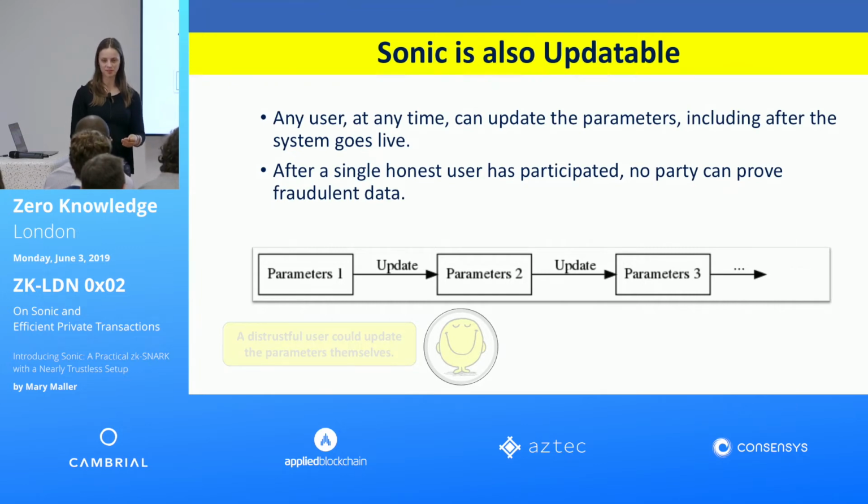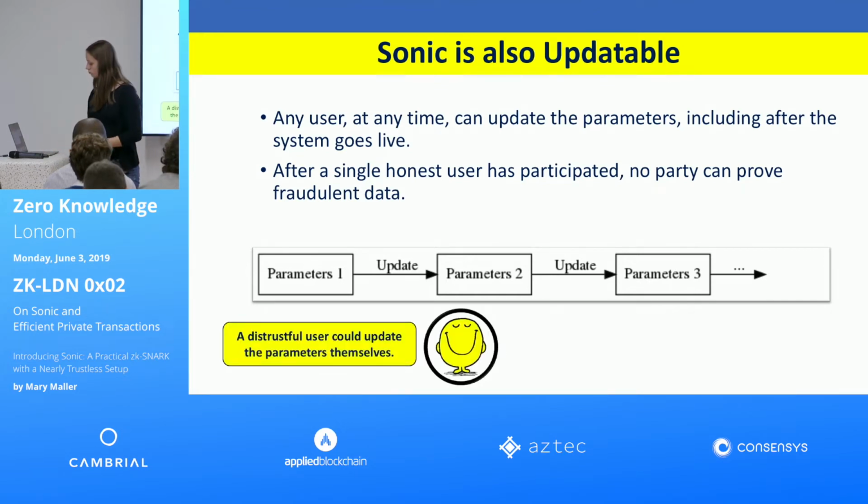So you're saying, what if one person's bad? It wouldn't matter. If you had 10 people that had done an update, it wouldn't matter if 9 of them were bad. It would only matter if all 10 were bad. What about the first one? Also wouldn't matter. Doesn't matter which order, as long as somebody is honest at some point in the process. So yeah, this is a nice property that an especially distrustful user could update the parameters themselves. But I would say the bigger contribution is this universality thing, the fact that one setup does all.